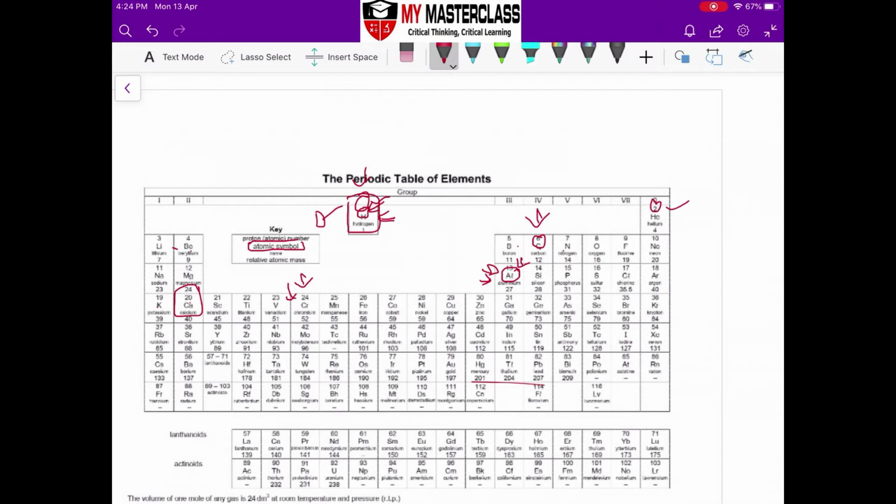Okay, elements are pure substances. They are made up of one type of atom. Okay, one type of atom, what does it mean? It means that the elements have the same size, same color, same number of subatomic particles. Okay, subatomic particles, we will again be looking at it in detail in another chapter.